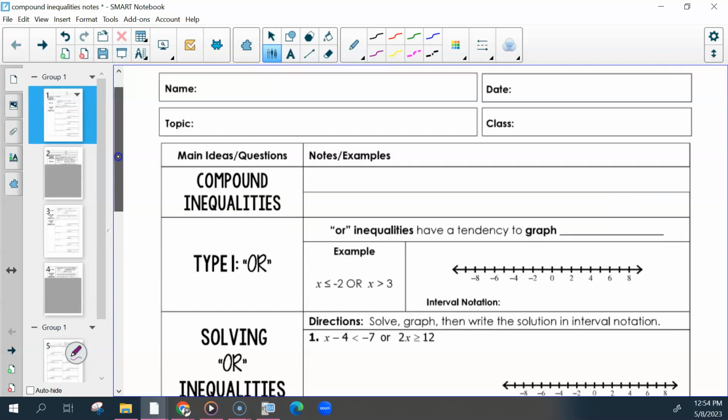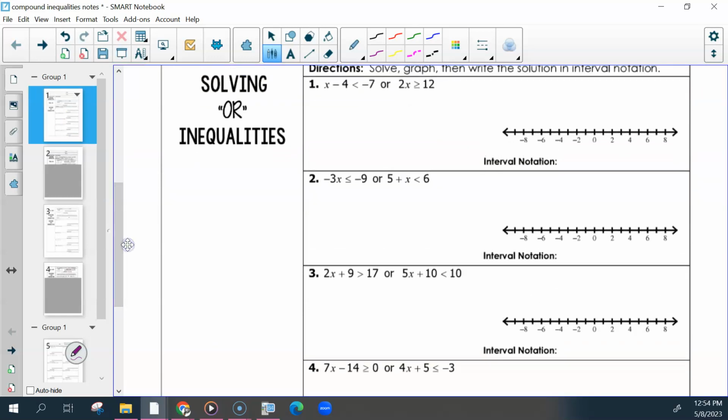So 1, 3, and 5. Starting with 1, you have 2 separate inequalities. You solve them just like you would a multi-step equation, except it's not an equation, it's an inequality. We can't put equals in them. But we solve them separately. What you do to one, do not do to the other.